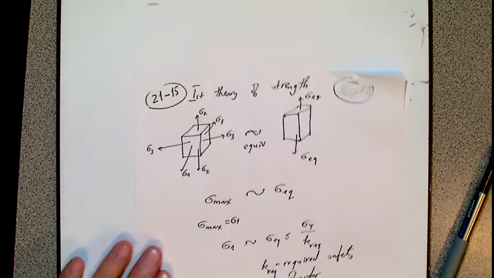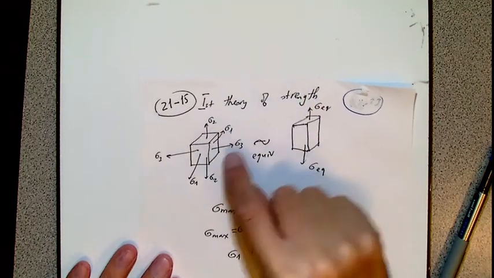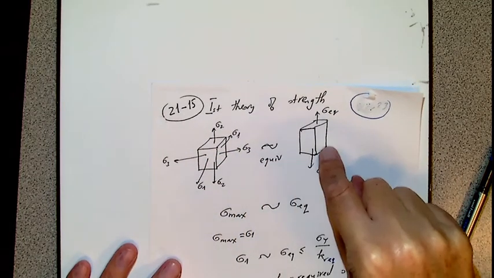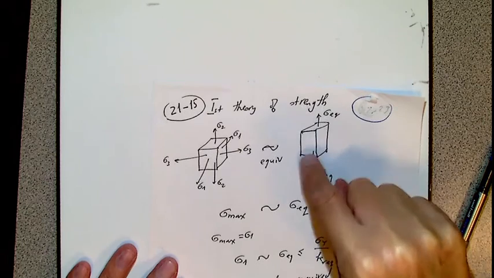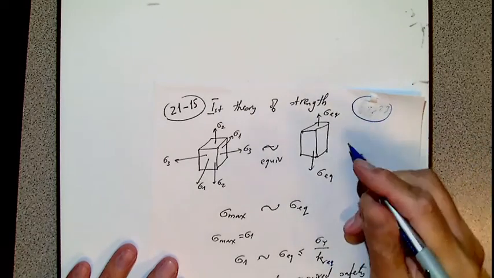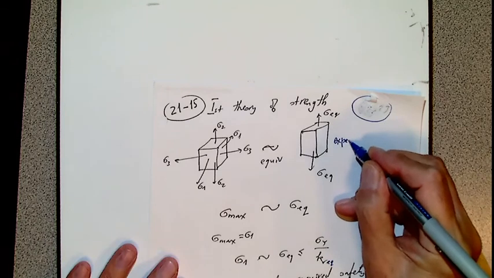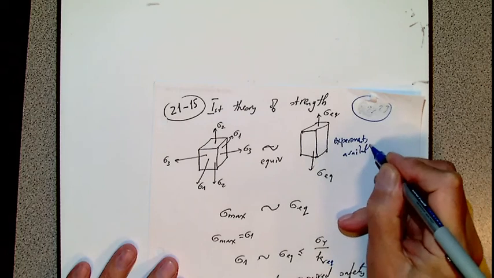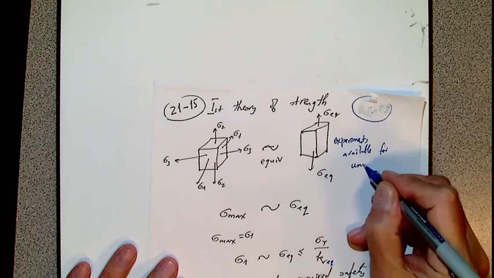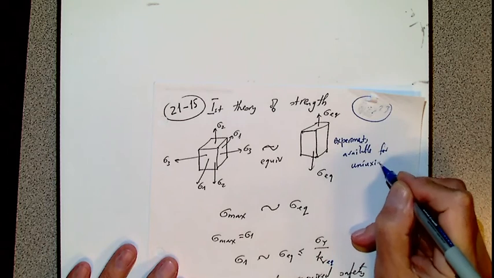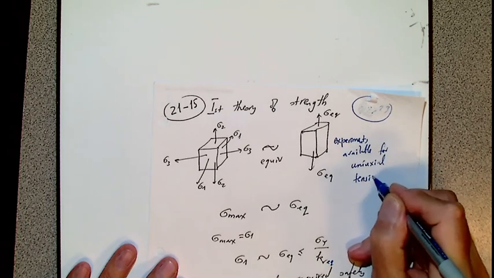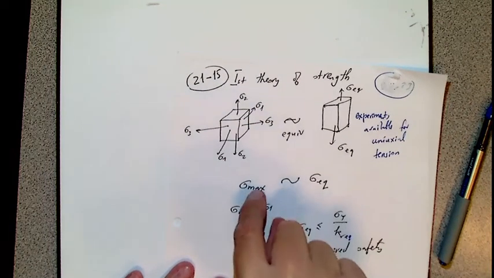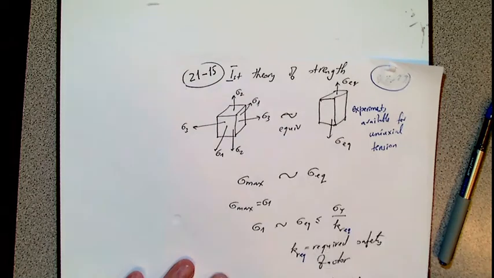So that is the first theory of strength. There is sigma 1, sigma 2, sigma 3. This is equivalent to this condition. Do you remember we have experiments available for this one, for uniaxial tension? Then sigma maximum is equivalent to sigma equivalent. So that is what Rankine says.